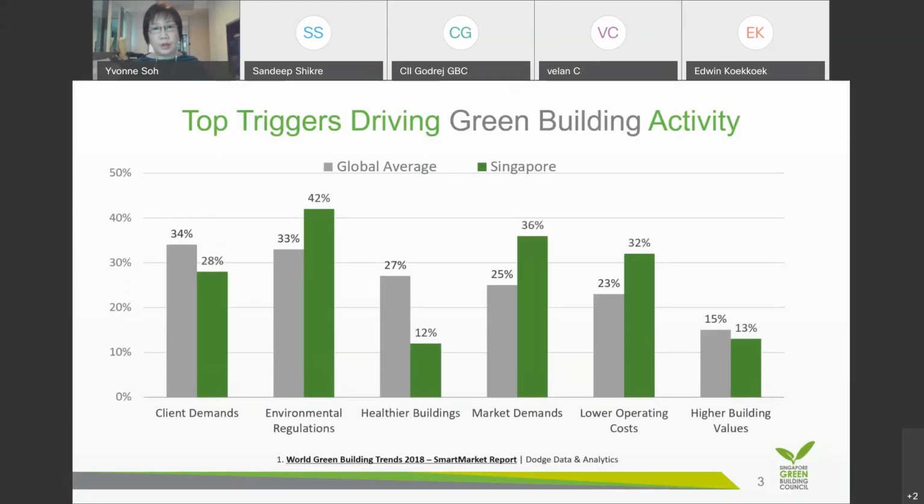Before I go into the specifics of green procurement in my presentation, I thought it would be good for me to first share some background information about the Singapore building industry, so as to provide some context to what I'll be talking about later. From the latest World Green Building Trends SmartMarket Report, you can see that environmental regulations and market demands are the two top drivers for green building in Singapore. Not only that, but the response rate to these trends is also higher than the global average, as indicated in the gray colored bars. This is important to note, as it probably indicates that the average level of green building awareness in Singapore is likely to be relatively high.